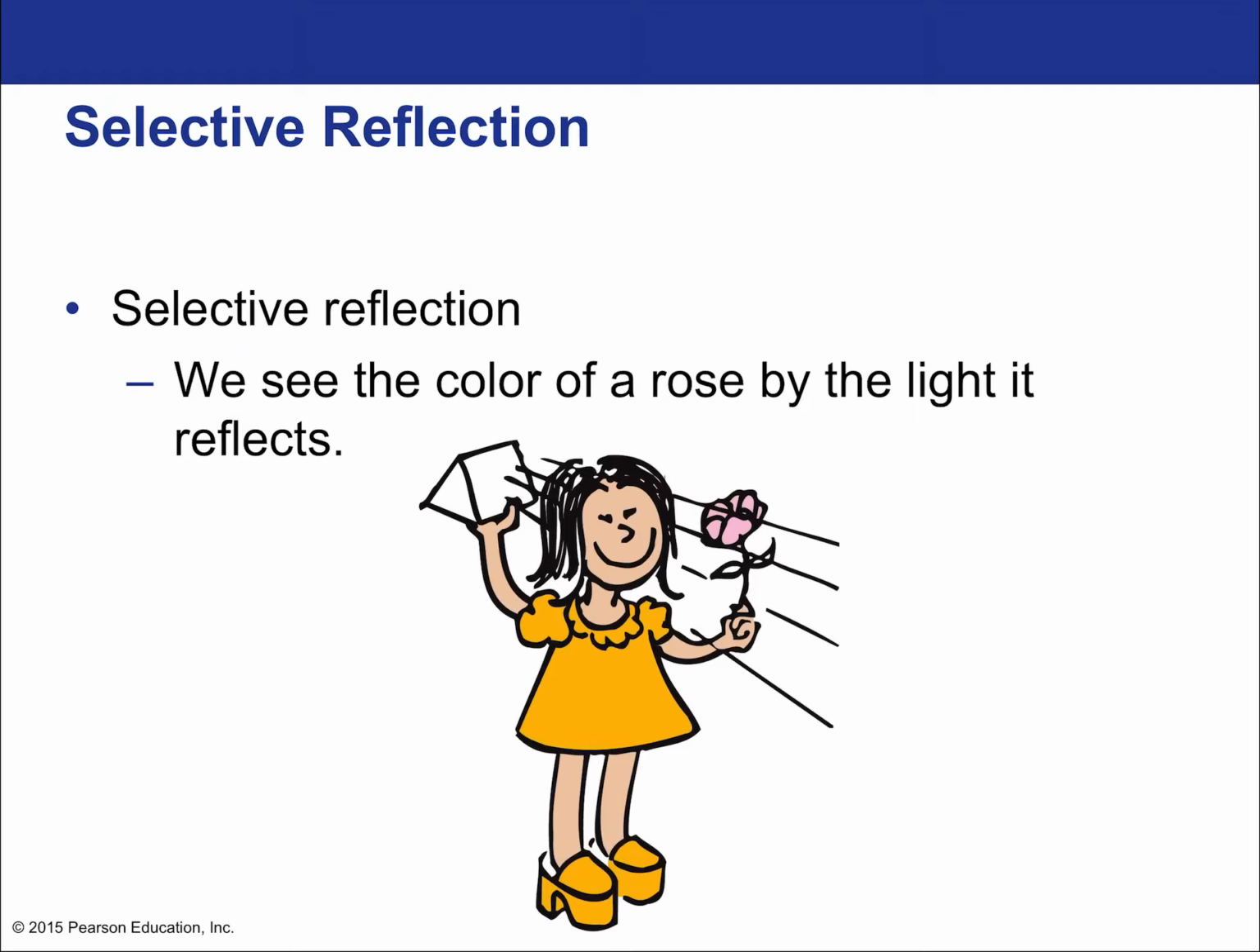Now, why do we see certain colors? Or why do things appear certain colors? One of the biggest reasons is selective reflection. Okay, so the rose, we'll kind of come back to this example. Roses are red, right? Obviously, there are many colors, but we'll consider a red rose. So we would see the color of the rose by the light it reflects, right? So if I look at a red rose, that's because it is reflecting red light and absorbing other frequencies of light, other wavelengths of light.